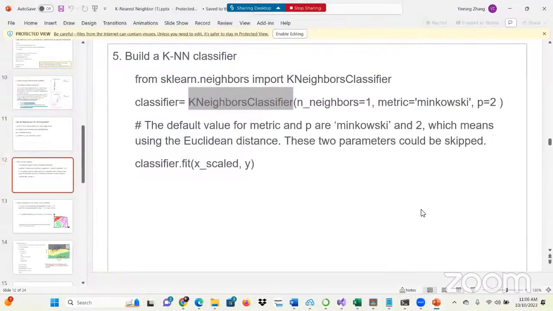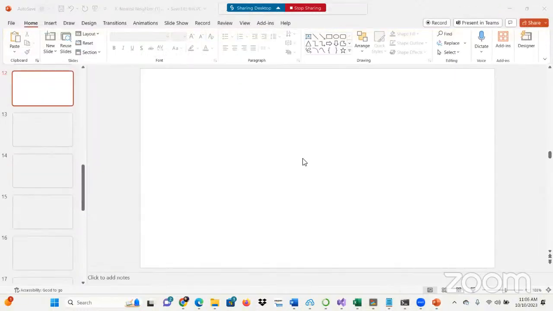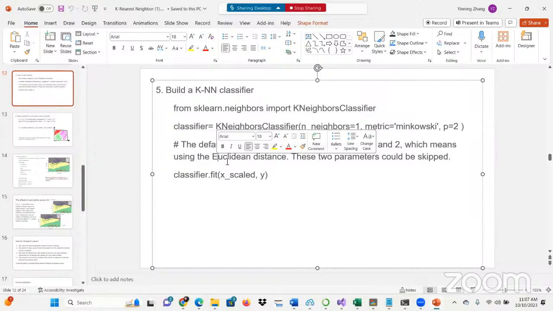So if power equals 1, that means we use a Manhattan distance. It doesn't work, all right. But usually this one, Euclidean, is the most commonly used.